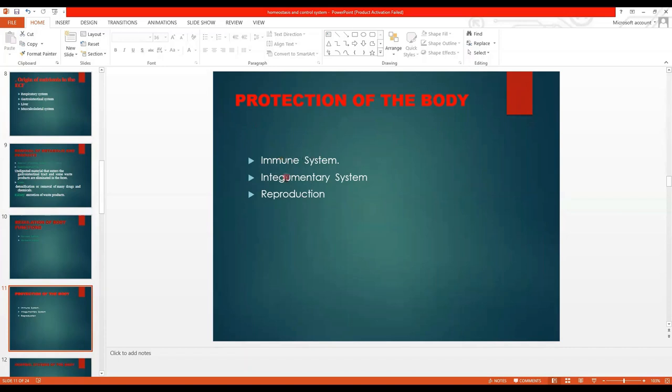Second is the integumentary system. The integumentary system is the skin and its appendages, which are hair and nails. All these protect the underlying structure of our body. For example, they cover the organs of our body.